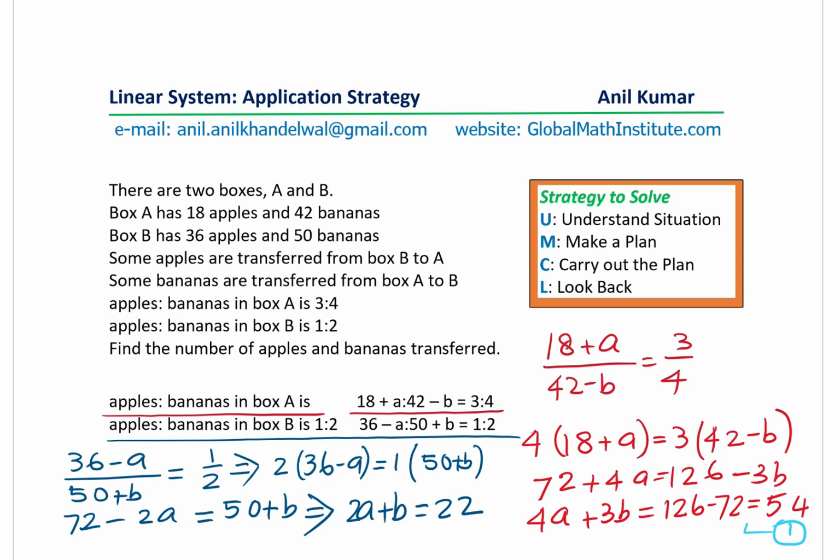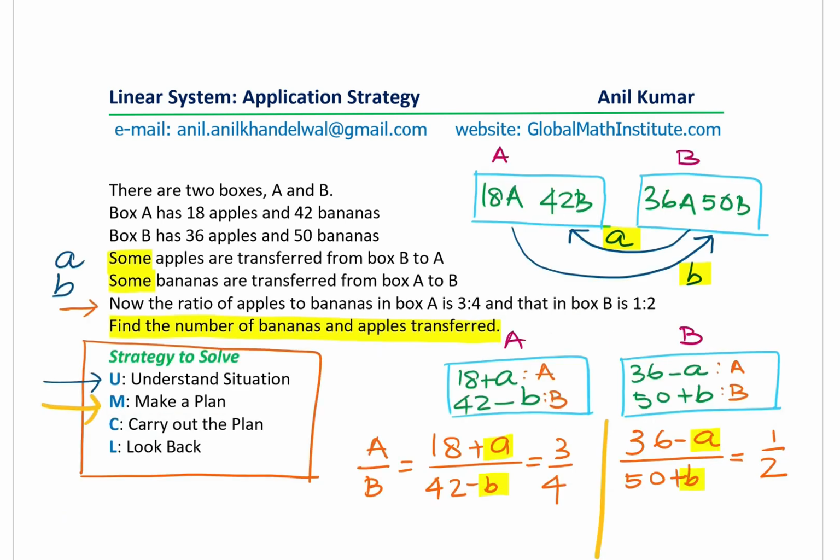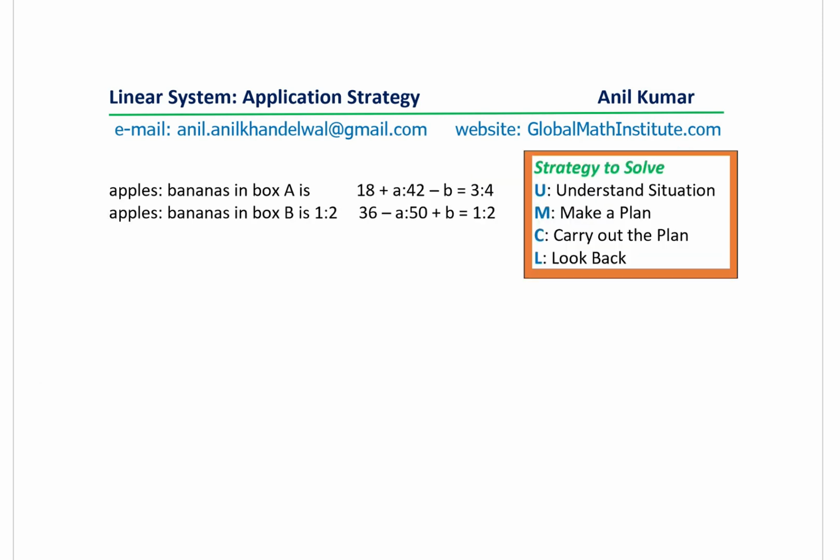So we have two equations and two unknowns. So we are going to solve these two equations now. So clearly 2A plus B is 22, and here we have 4A plus 3B as 54. And these two equations can be solved, and then we can find the solution. And that is what we call carry out the plan, correct? So getting back to our plan, we made a plan, and now it's time to carry it out. We'll solve the equations.